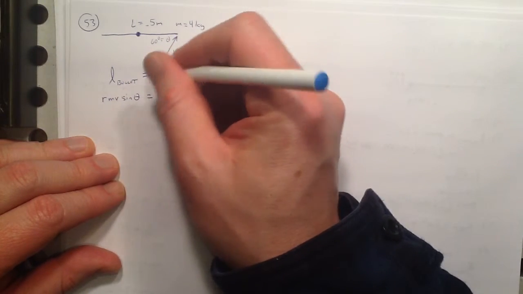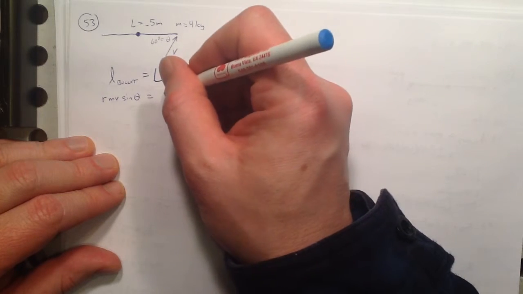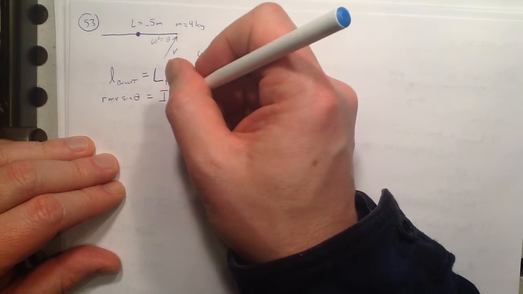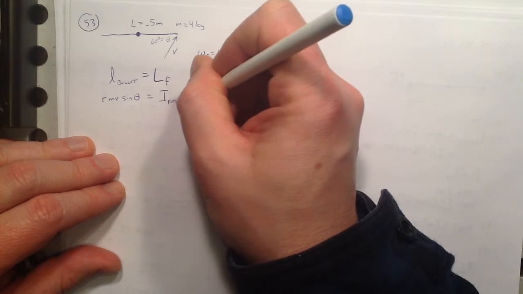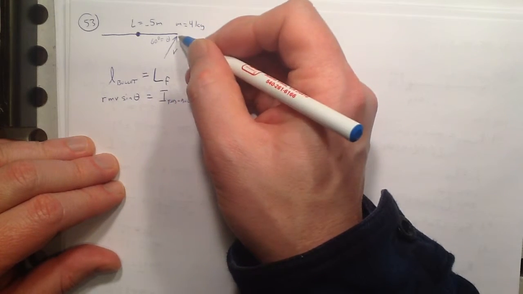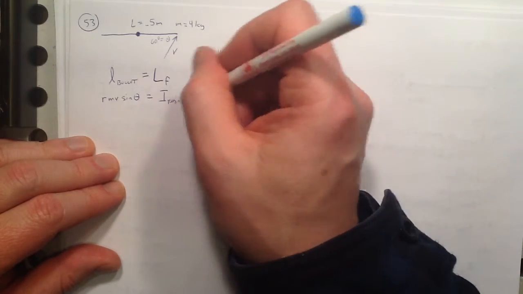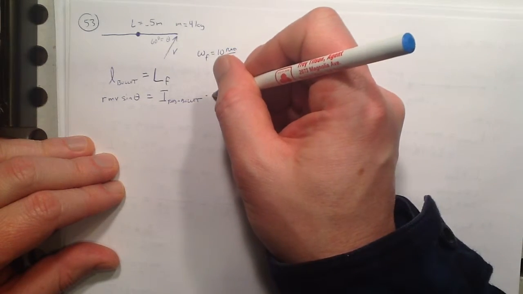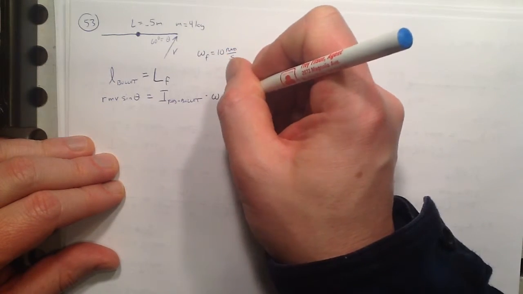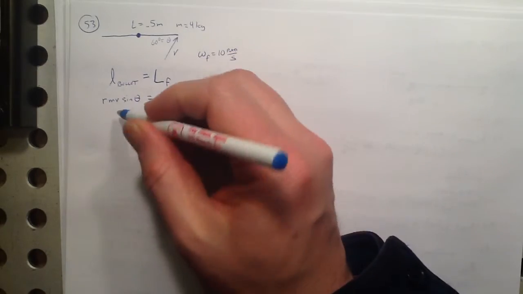And then the L final will be the I, but that's the I of the rod plus the bullet, or the bullet lodged into it. Although the bullet is so small, it's not going to make much of a difference, but we should include it just to be complete about it. And then times the final angular velocity, and they gave us that. All right, so let's see what we can do with this.